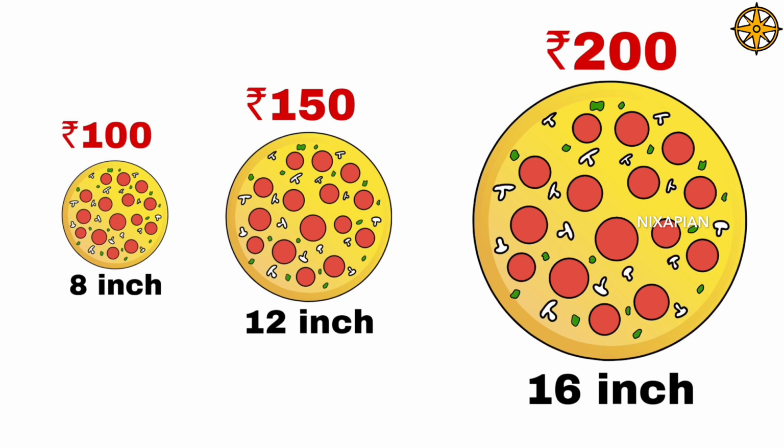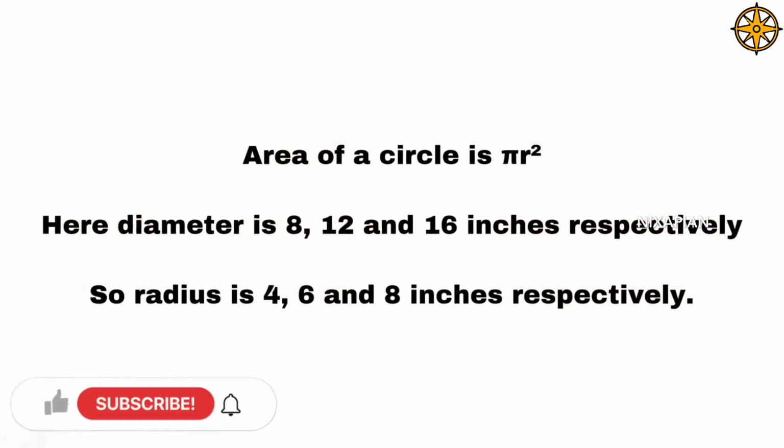But this is not the way you calculate how cost efficient the pizza you're buying is. You know that the area of a circle is pi r square. Look at the r square. The radius is squared. Hence, an 8-inch pizza and 12-inch pizza and 16-inch pizza can't be compared by the inches, but they need to be compared by the area. So the radius of the 8, 12 and 16-inch pizza is 4, 6 and 8 inches respectively.